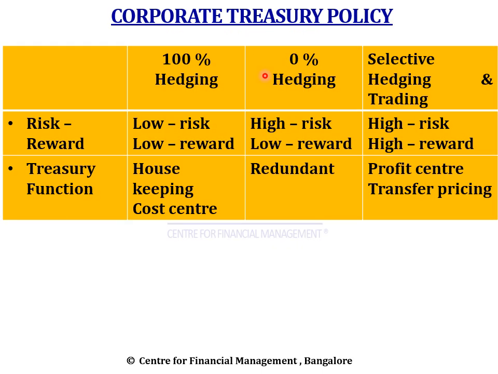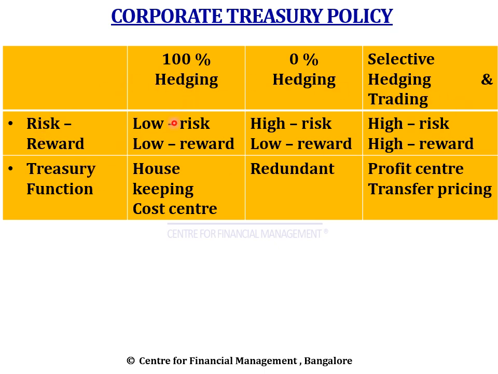There are three broad policies with respect to risk management: 100% hedging, 0% hedging, and selective hedging and trading. Under 100% hedging, all exposures are hedged. Under 0% hedging, no exposure is hedged. Under selective hedging, some exposures are hedged, some are unhedged. In addition, trading is also done. What are the risk-reward implications of these three policies?